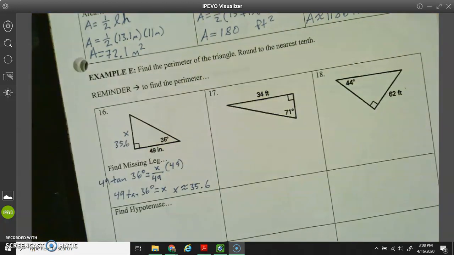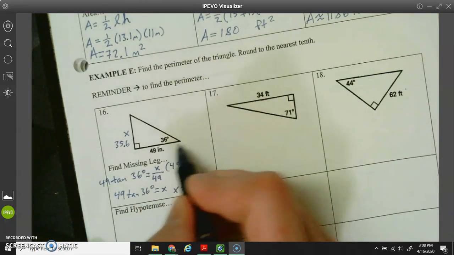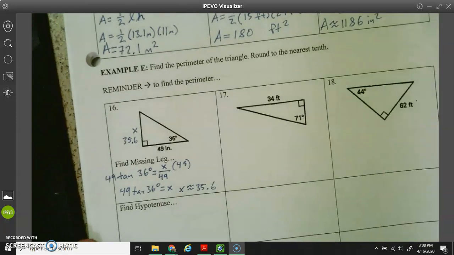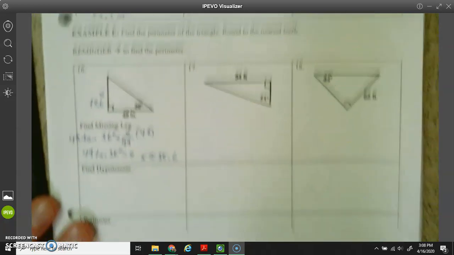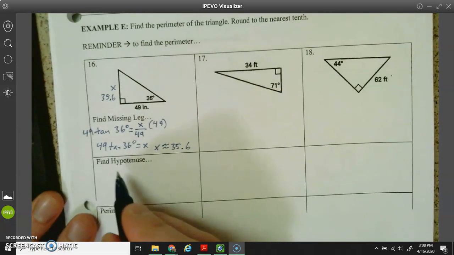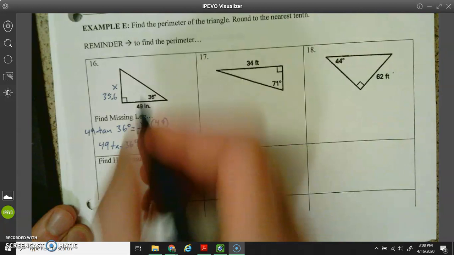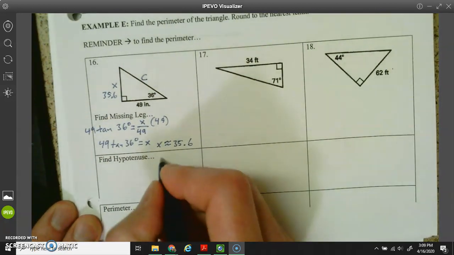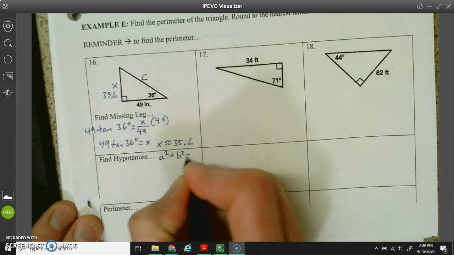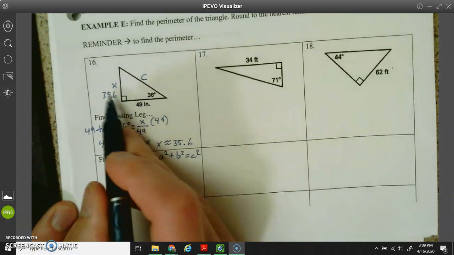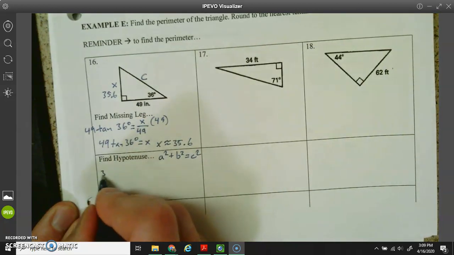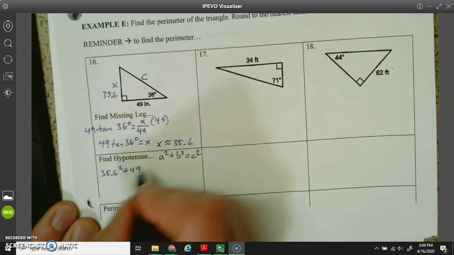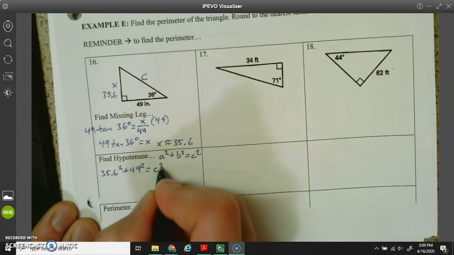35.6. And now, to find the perimeter, we need to know the length of this side, and the length of this side. We know that this is a right triangle, so we can use a squared plus b squared equals c squared. And remember, c is your hypotenuse. So to find the hypotenuse, we need to do a squared plus b squared equals c squared. Doesn't matter which one's a, I can pick either one of these two. So 35.6 squared plus 49 squared equals c squared.